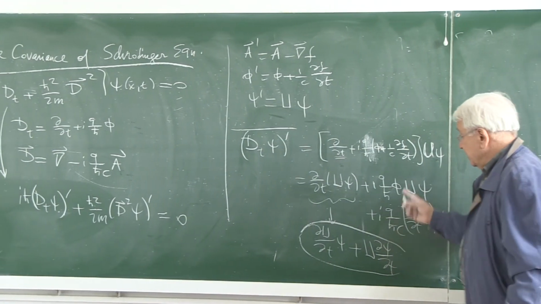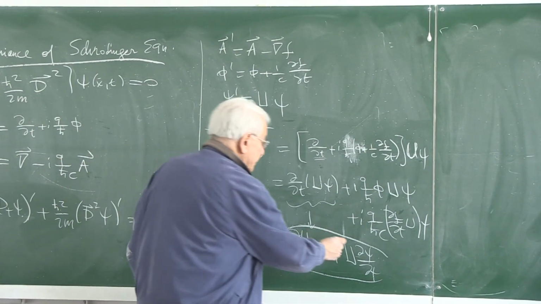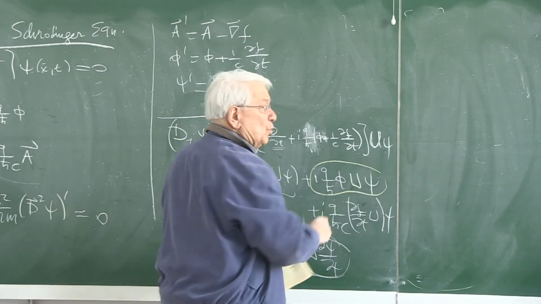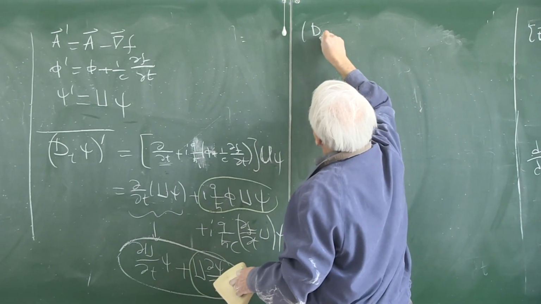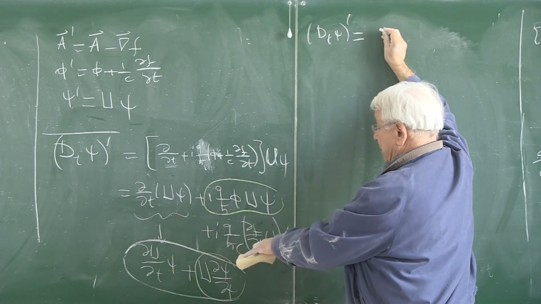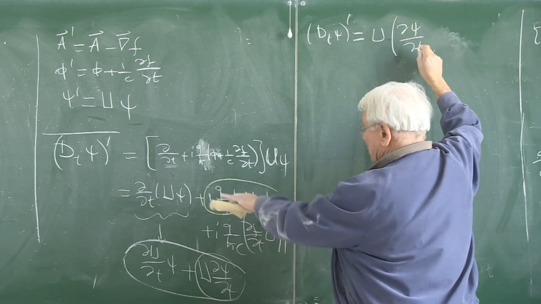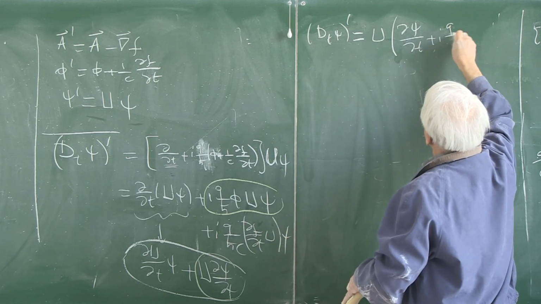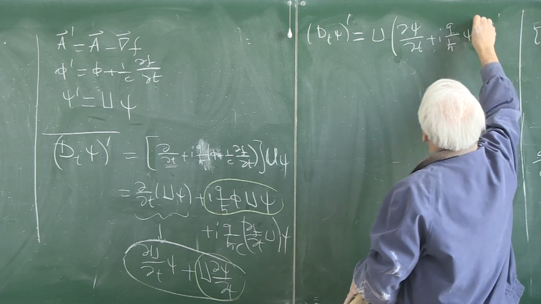Notice that this second term and the second term in both groups, if I put them together, so what do I have? I'm still writing this. ∂t ψ′ is U ∂ψ/∂t plus, I'm grouping these greens, iq over ħ ψ. Really.